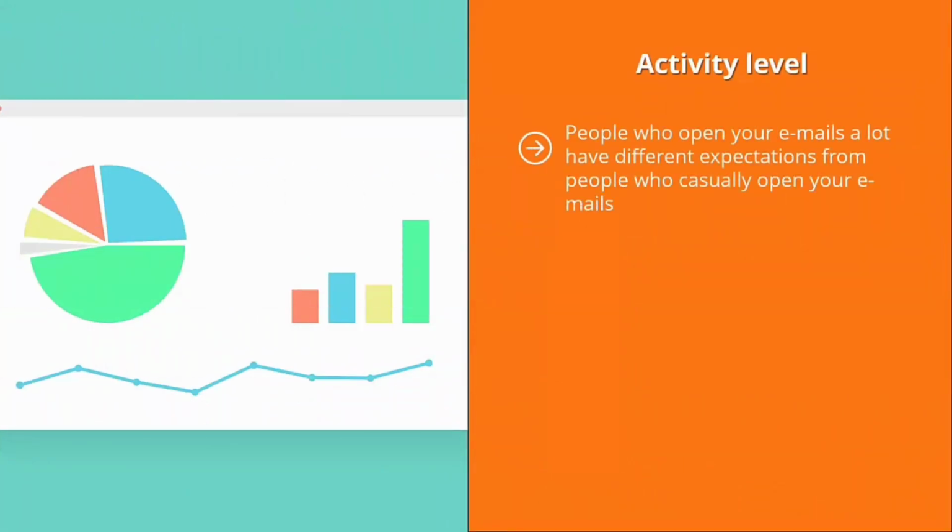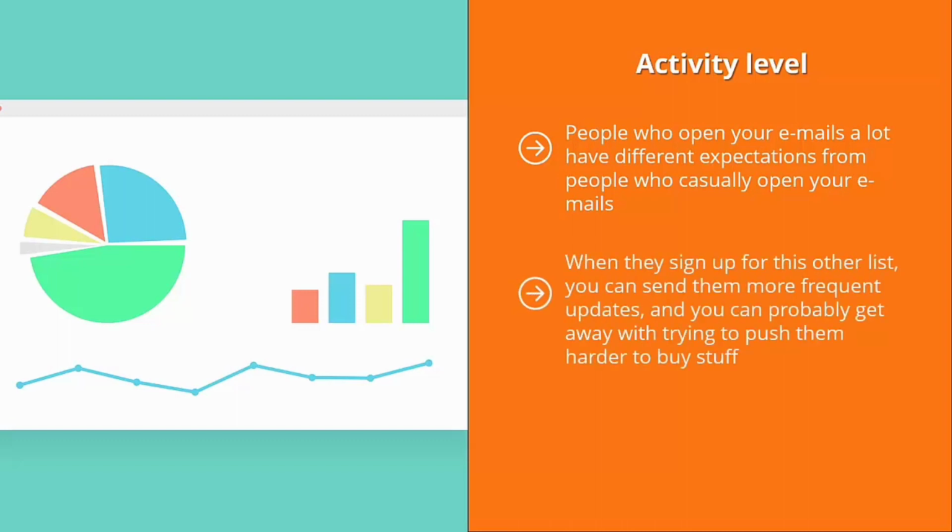Activity level. People who open your emails a lot have different expectations from people who casually open your emails. For people who are very big fans of your mailing list, you might want to ask them to sign up for another list in exchange for a reward. When they sign up for this other list, you can send them more frequent updates, and you can probably get away with trying to push them harder to buy stuff. They probably wouldn't mind because they already made it a habit to open and read your emails.